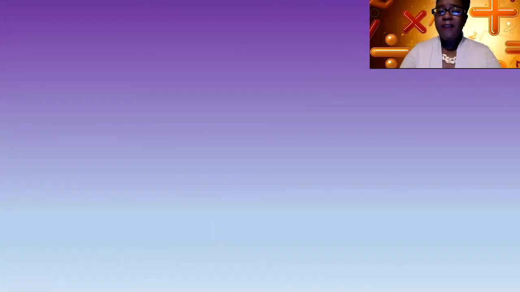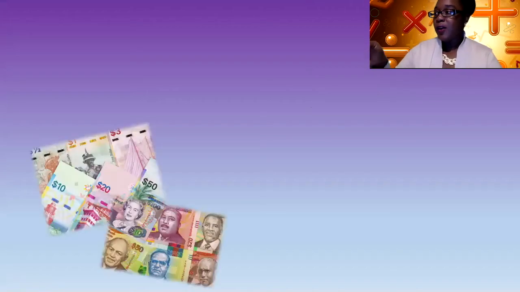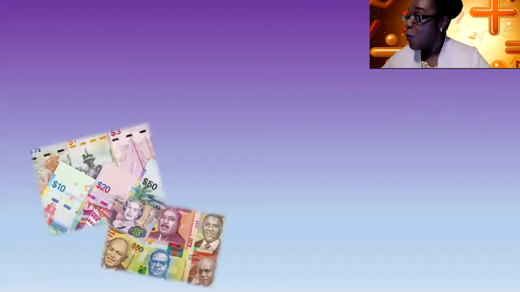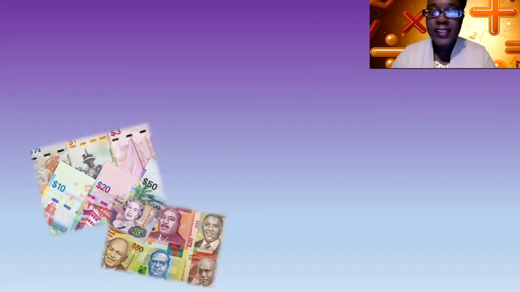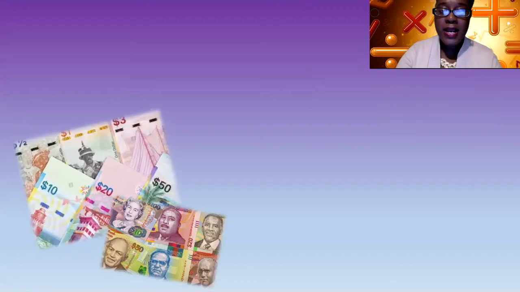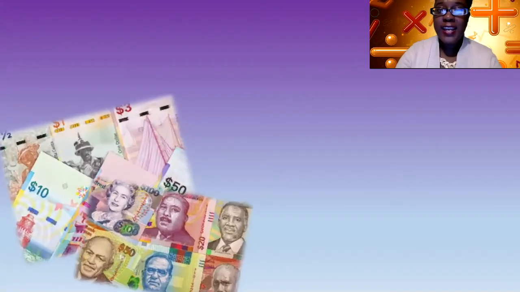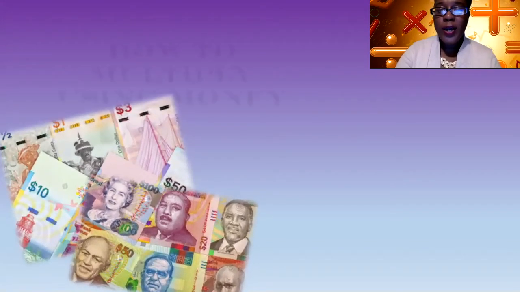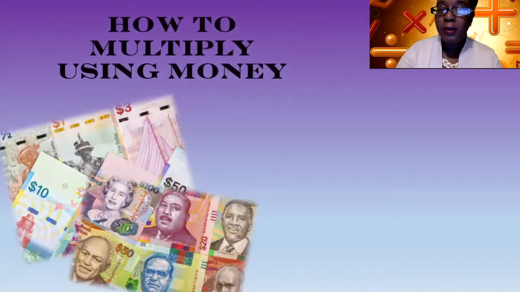This week, we have a very interesting topic for you. I'm going to show you a photo to spark your interest. Let me see if you can guess what we're going to be talking about. Do you see that? Do you know what that is? Yes, it's money. We're going to be talking about money. But not just anything about money. We're going to be talking about how to multiply using money.